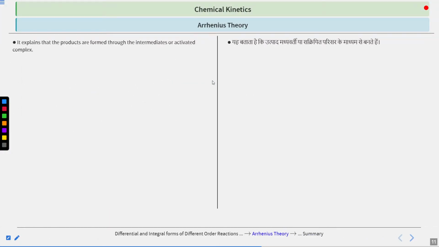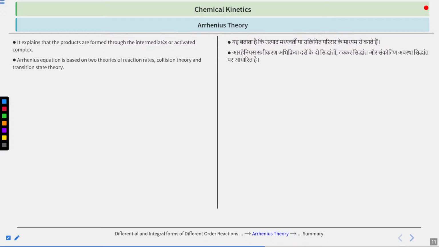Now, how do we arrive at this theory? Arrhenius took the intermediate or the activated complex to explain this. He said that before the formation of the product, intermediate or activated complex formation takes place, and it is based on two theories, your collision theory and your transition state theory. We will focus on collision theory later on. The transition state theory is not much of concern.